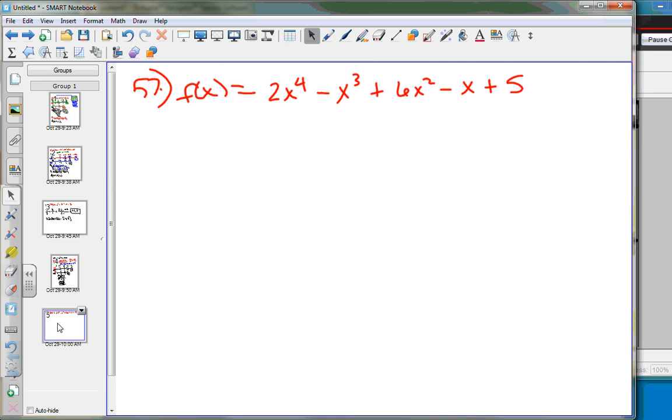I want to move on to problem 57. 57 through 60, it says, use Descartes' rule of signs to determine the possible numbers of positive and negative real roots.